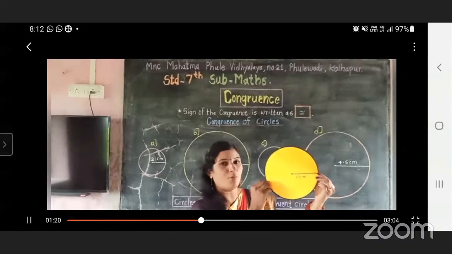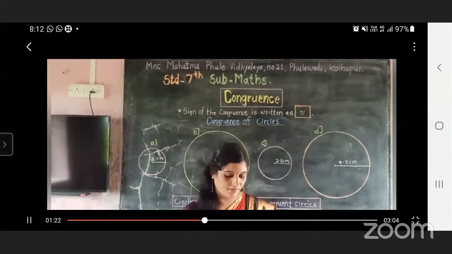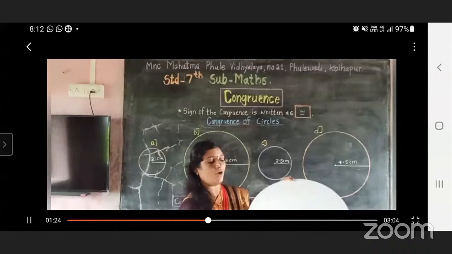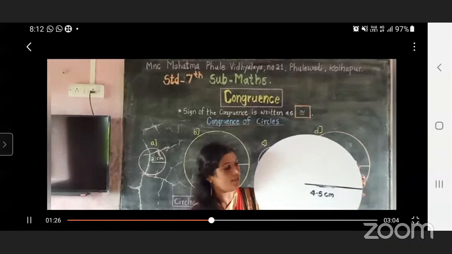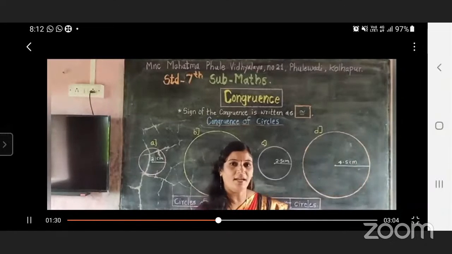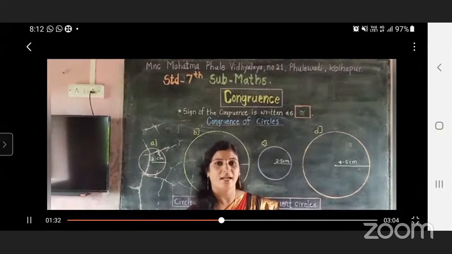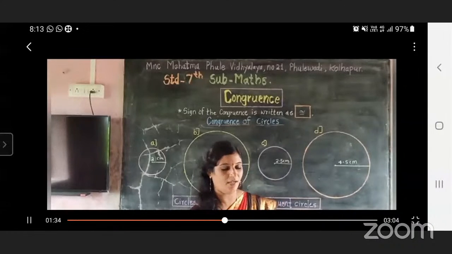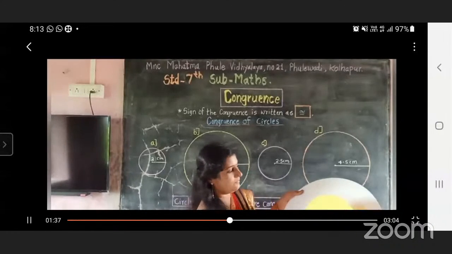The radius of this circular disc is 2.5 centimeters, and the radius of this circular disc is 4.5 centimeters. Now take any two circular discs and place one upon the other.